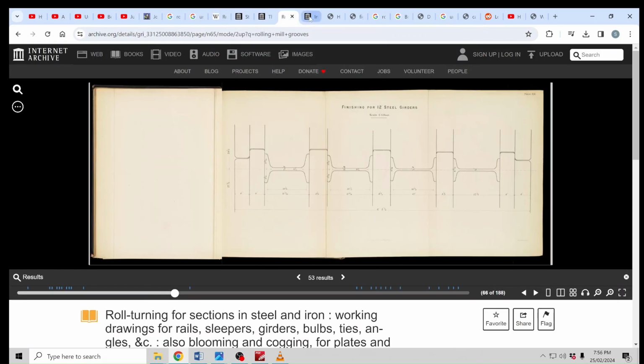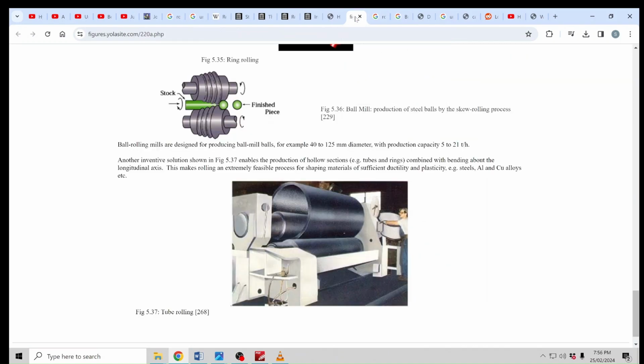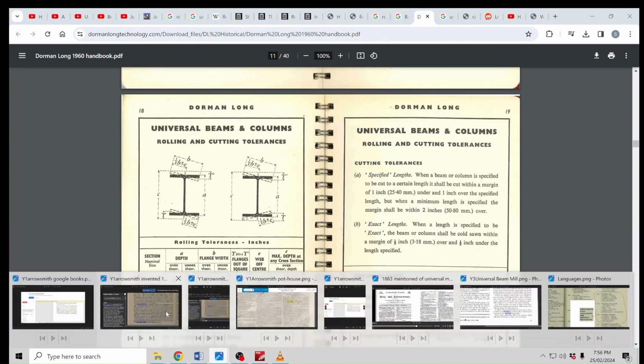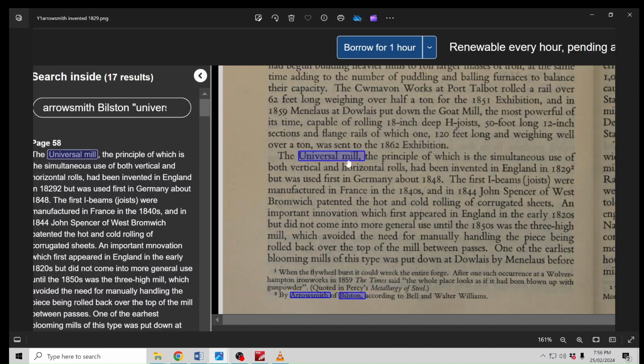So, let's leave it on this for now. All right, so let's now go back to the very beginning. Let's go back to the start of the timeline. So all my readings will start with John Arrowsmith first. And I've got a source here: the universal mill, the principle of which is a simultaneous use of both vertical and horizontal rollers, yet we talked about that, had been invented in England in 1829.